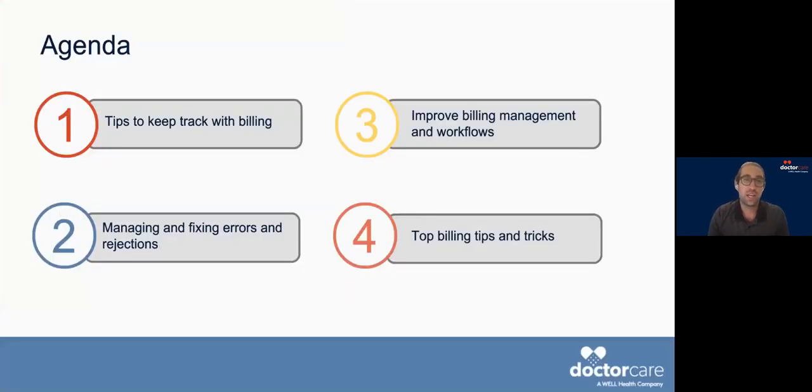A quick overview of the agenda. First, we are going to look at tips to keep you on track with billing. We know that over the past year, especially year and a half, with COVID-19 and the pandemic, there have been a lot of changes to billing codes and a lot of updates from the ministry, and we want to share ways of staying on top of all of these updates. We'll be looking at managing and fixing errors and rejections. It's a very popular topic, these errors. They can get really tricky. How to fix the errors, why you are getting them, and even how to resubmit can be an issue depending on your province. So we'll dive into that a little bit.